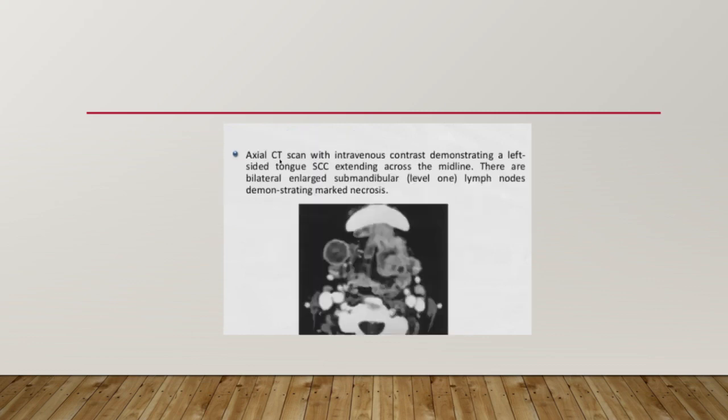So, there is a picture of axial CT scan with contrast showing a left sided tongue CA extending through the midline. So, this is the tumor and there is bilateral lymph node enlargement seen on both sides with the marked central necrosis. So, this is the feature of the lymph node metastasis, where there is central hypoattenuation with a surrounding thick irregular thickening on the outer edge of the lymph node. You can see another lymph node here and the same feature.